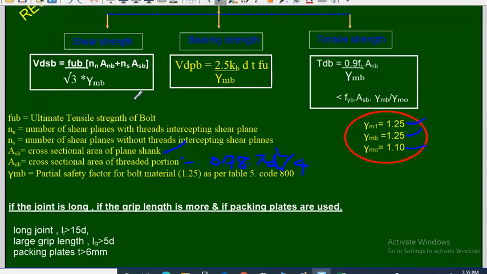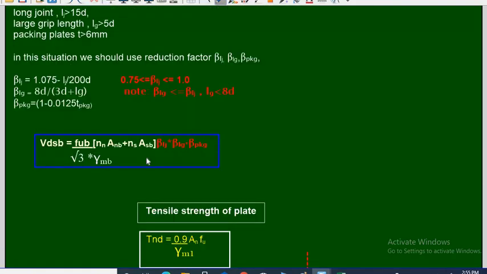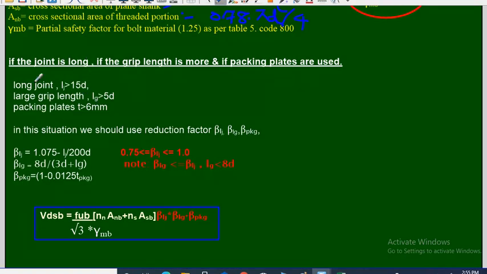So this is how we have seen the shear strength. The code also gives some correction or reduction factors. There are three reduction factors. One is beta LJ, the reduction factor for long joints. If the joint is long, we have to apply a reduction factor. Similarly, if the grip length is more, we have to apply a reduction factor for grip length, beta LG. And if packing plates are used, we need to apply the reduction factor beta PKG. The formulas for all these are given in the code.